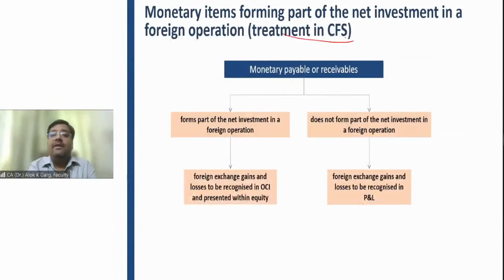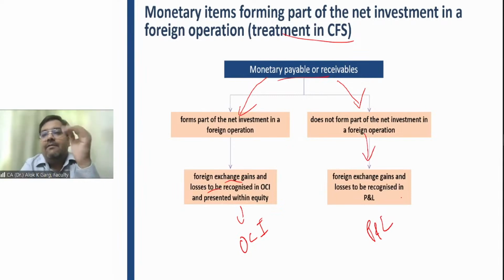What will be the treatment in consolidated financial statement? If that is a monetary item and that monetary item forms part of the net investment in a foreign operation, then the foreign exchange gain and losses will go to OCI. As simple as that. If it does not form part of the net investment in a foreign operation, then it will go to P&L. Sir, what does it mean?